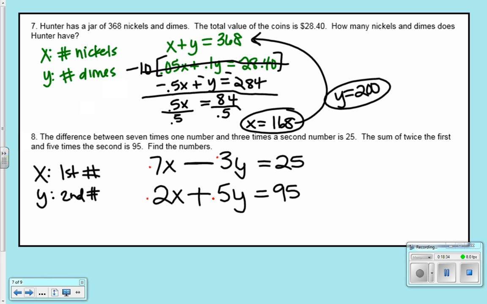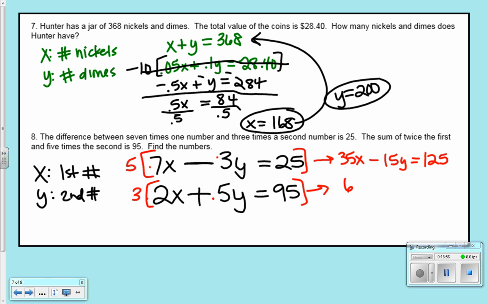Really, tomato, tomato, right? But I do like that the 3 and the 5 have a negative and a positive already. So I'm going to take this top, and I'm going to multiply it by 5 to make 15. I'm going to take the bottom and multiply it by 3, okay? So instead, these are going to turn into 35x minus 15y equals 125, and 6x plus 15y equals 285? I think that's right. Let me check. 51. Yep, okay.